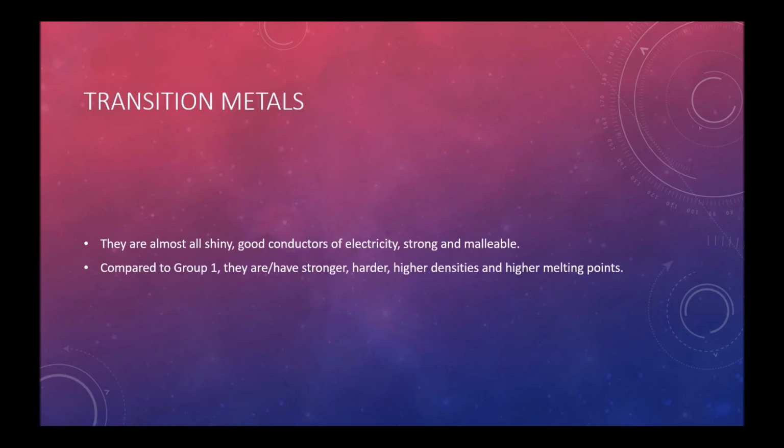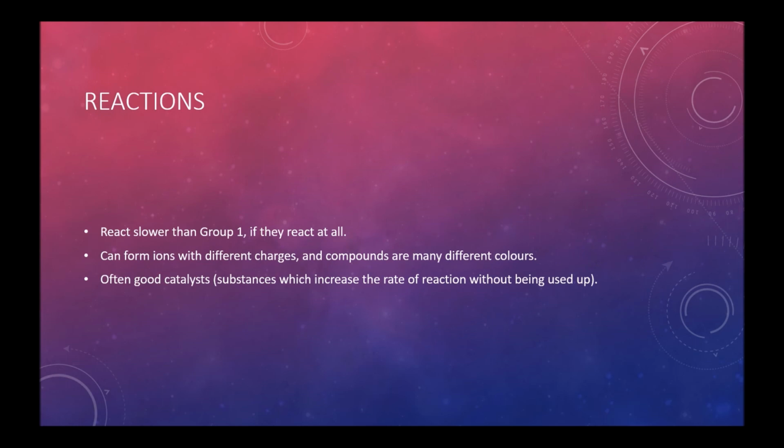The transition metals are all shiny, they're good conductors of electricity, they're strong and malleable, but compared to group 1, they are stronger and harder, and they have higher densities and higher melting points. Generally the transition metals are what you think of when you think of a typical metal, such as iron, silver, gold, copper. They react slower than group 1, if they react at all.